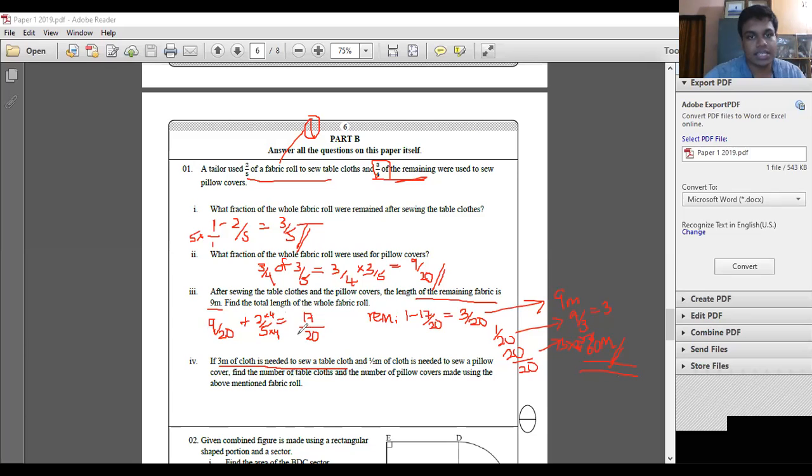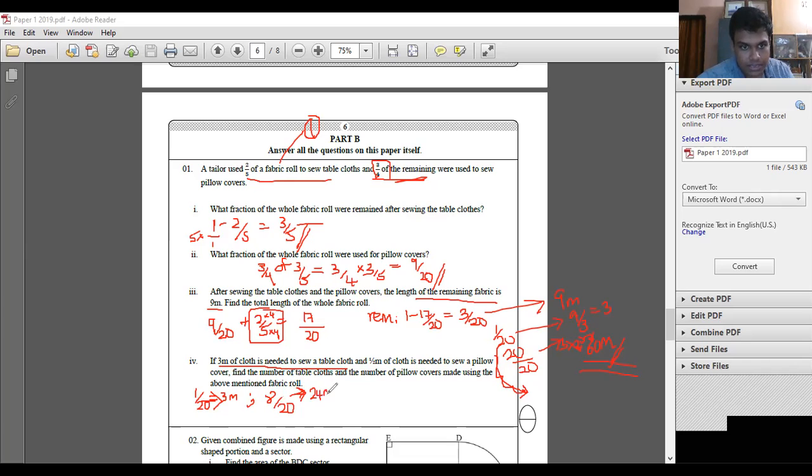As I remember, it was around 8 over 20. Now 1 over 20 is 3 meters. So if we want to find 8 over 20, which we found is the total length used for tablecloths, 8 over 20 will be 3 times 8. 8 times 3, how much? Yes, 24 meters.